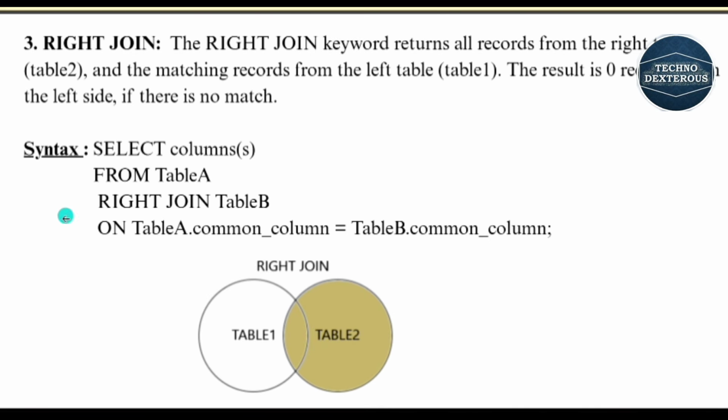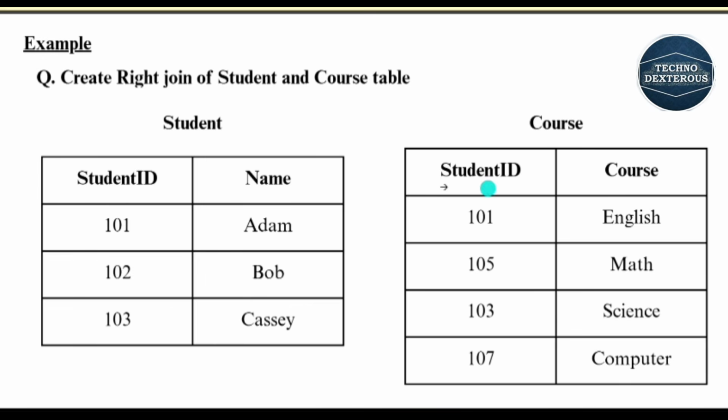Here is the syntax for the right join. SELECT columns FROM table A RIGHT JOIN table B ON table A common column = table B common column. Here is an example of right join.